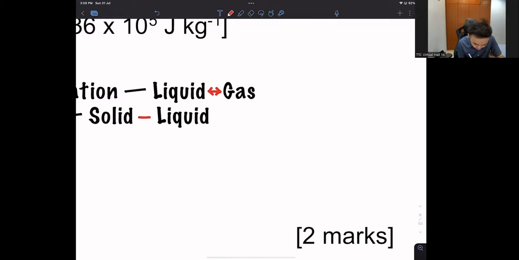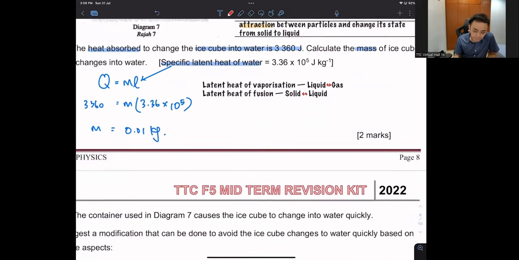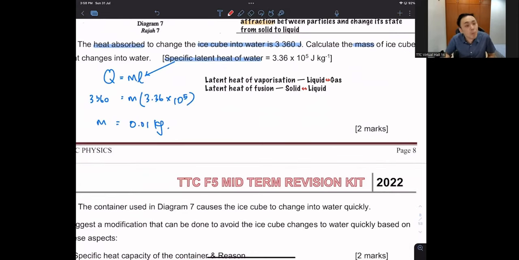Okay. Now, you know why you can go two ways or not? That depends on whether you absorb or release, really simple. If you want to go from, let's say, solid to liquid, you absorb latent heat of fusion. You're melting, so you're absorbing. When you go from liquid to solid, like freezing, you release latent heat of fusion. Liquid to gas, absorb latent heat of vaporisation. Gas to liquid, release latent heat of vaporisation.